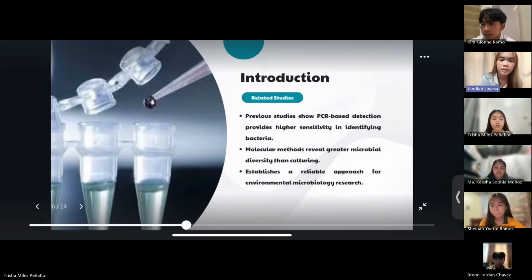In addition, previous studies show PCR-based detection provides higher sensitivity in identifying bacteria. Molecular methods reveal greater microbial diversity than culturing, and this study establishes a reliable approach for environmental microbiology research. Previous studies have shown that PCR-based detection is more sensitive and reliable for identifying bacteria than the traditional culture-based methods.